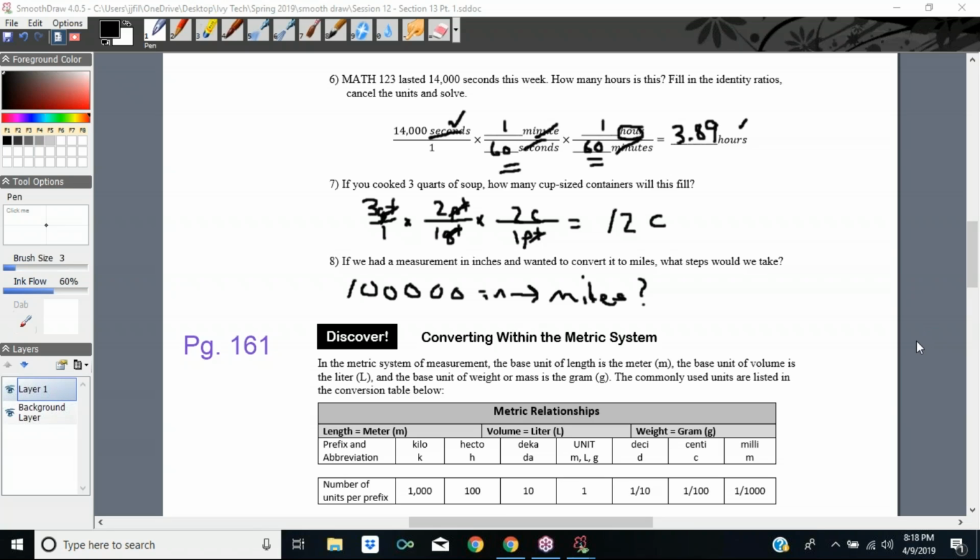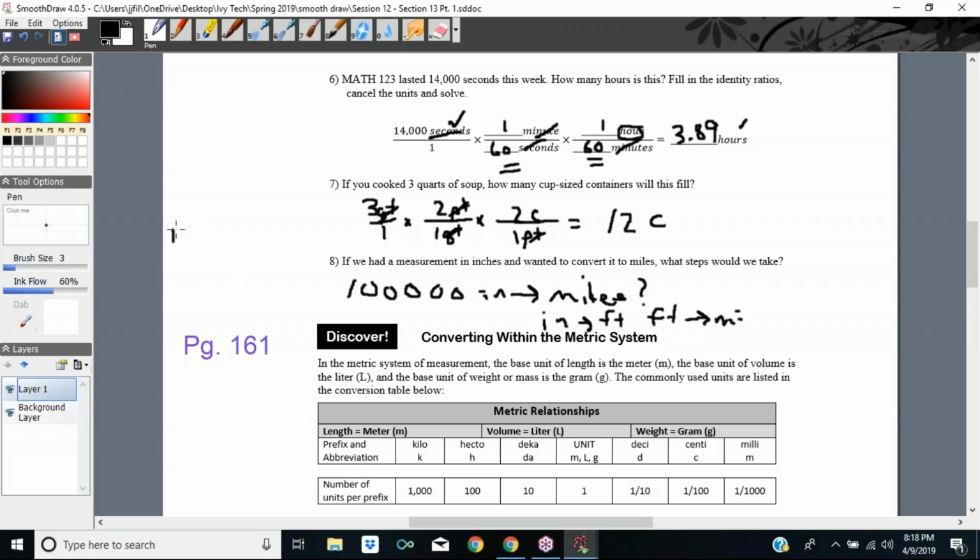Yeah, so if we look at our conversion sheet, we have a miles and feet conversion. So we go from inches to feet and then feet to miles. That's what we would do. Good job. Inches to feet, feet to miles.